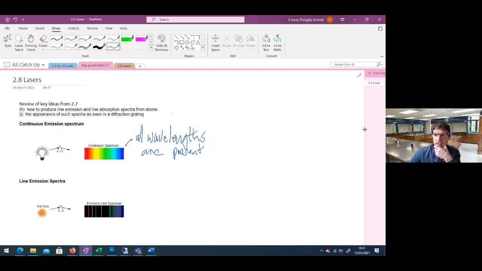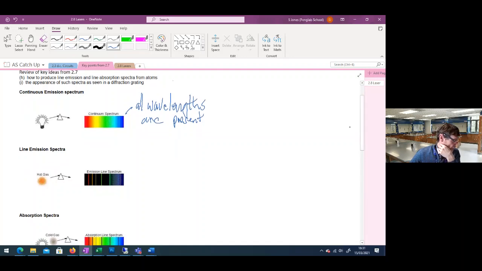Now, line emission spectra are slightly different. You can get line emission spectra from things like hydrogen and neon. You can actually get it from the mercury lamps on the ceilings of your classrooms. Essentially, how it's formed is you take a hot gas, and when we say hot gas, we mean hotter than its surroundings. Pass it through a prism, and what you have is these lines. These are specific lines at specific wavelengths.